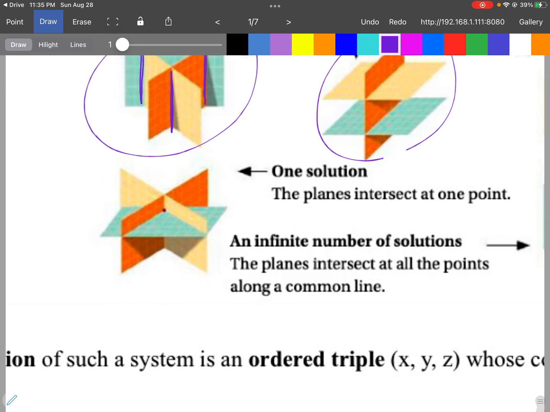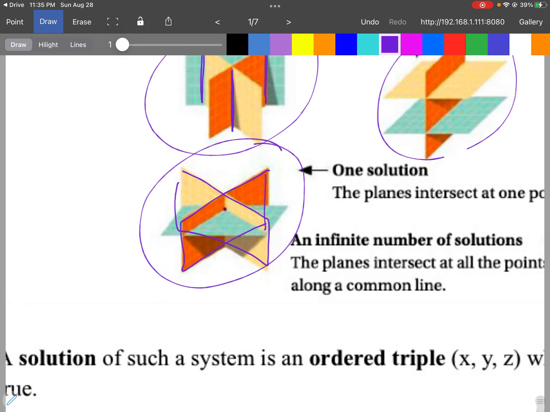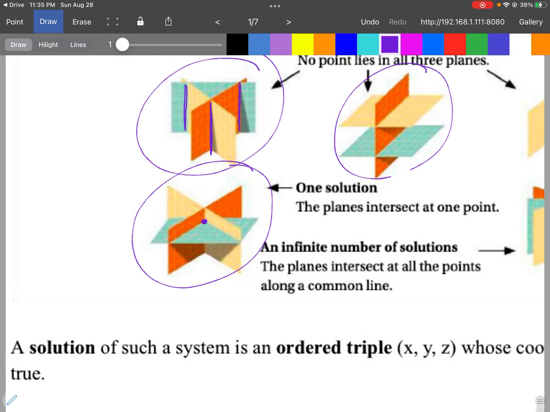Now, we can also have an example of one solution. If you look at this example right here, we have this one plane that looks like it's just laying flat. Then we have these two planes that look like they are crossing each other, and those two planes crossing each other are being cut by this plane that's laying flat. Therefore, they meet in this one single point, and only that one single point. So that's the only point in space that all three planes come together.